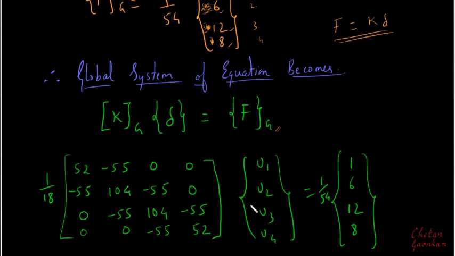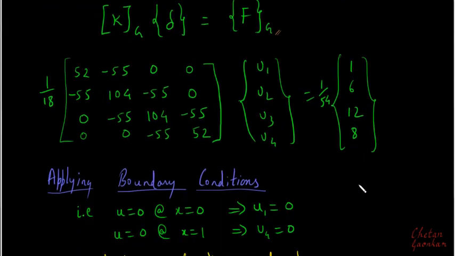This will be our final global equation. Global system of equation will be this. Now if I apply this boundary condition, the boundary conditions which were given to us were u of 0 is 0, and u of 1 is also 0. So that means u is 0 at x equal to 0, and u is 0 at x equal to 1.